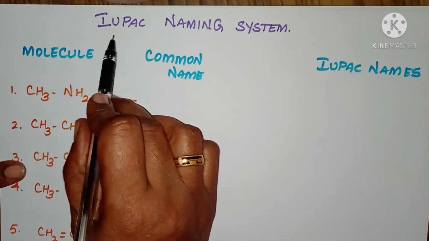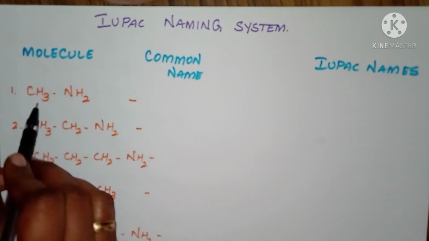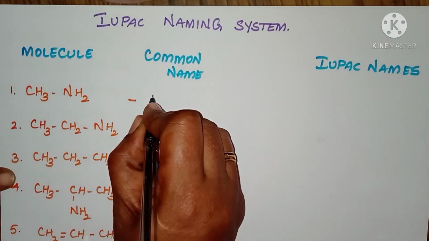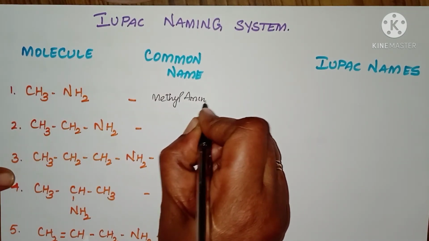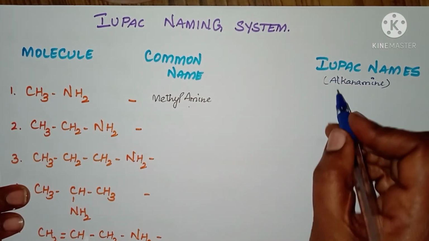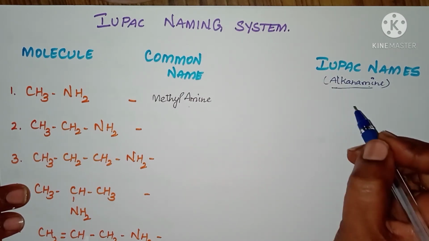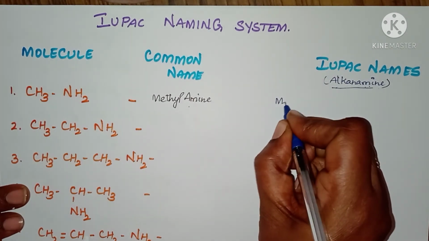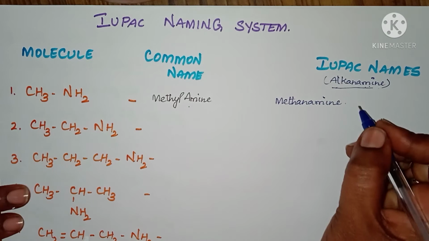Now we are going to discuss the IUPAC names of the amines. This is CH3NH2. It is called methylamine. This is the common name, but for the IUPAC name, the common name is alkyl plus amine, and we write alkanamine. So this is called methanamine. This is the way we have to name it.